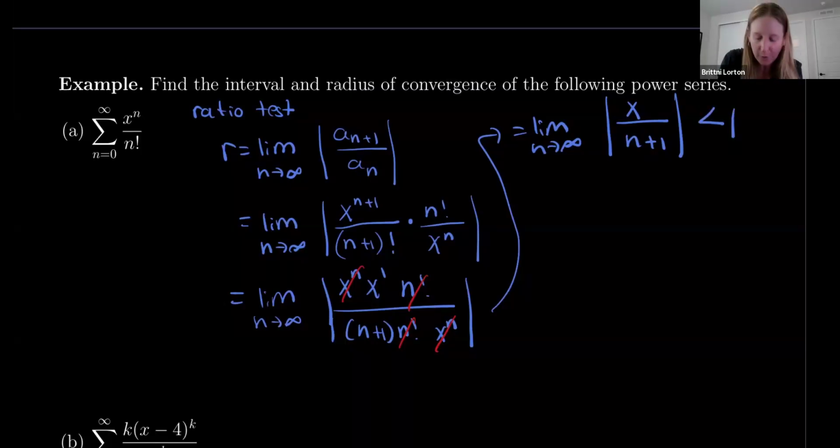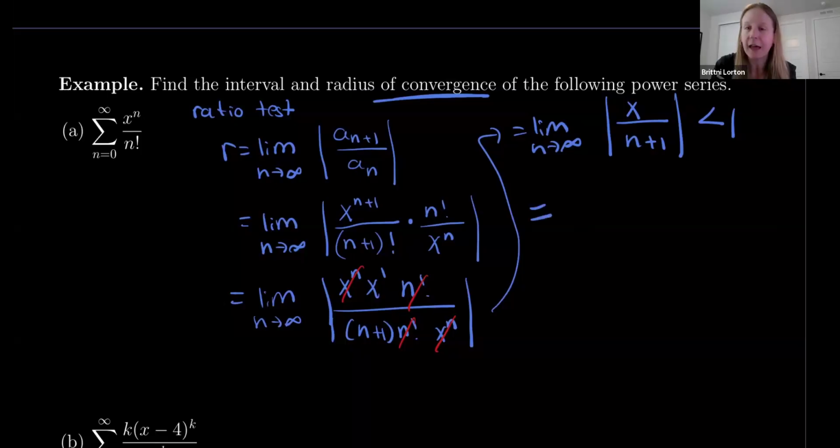When is this guy going to be less than 1? Because I want to know where it converges. I'm not looking for an interval of divergence. I don't care about divergence. If it diverges, it's useless to me. I want convergence. I want an actual answer here. So if I want my power series to converge, I want the answer to the ratio test to be less than 1. So that means I have that limit, I want it to be less than 1.